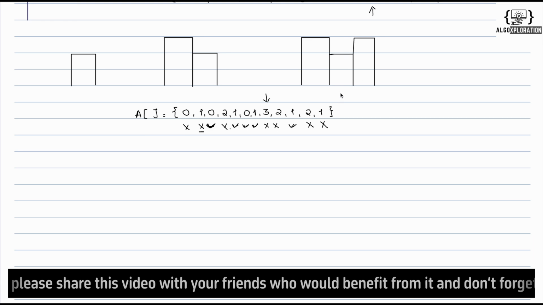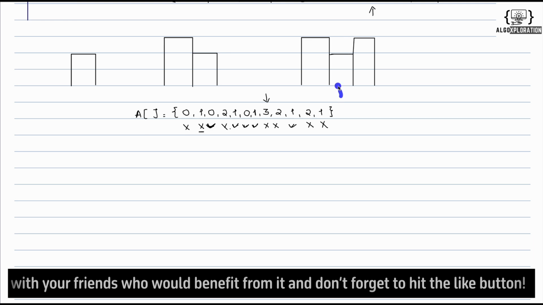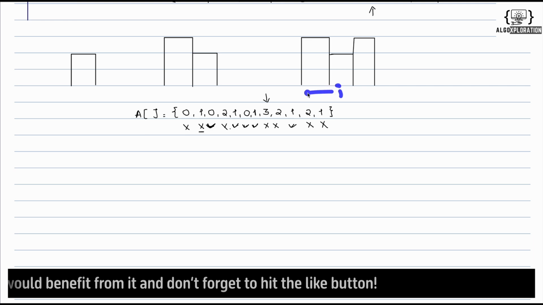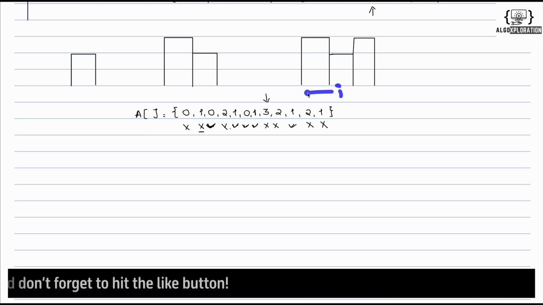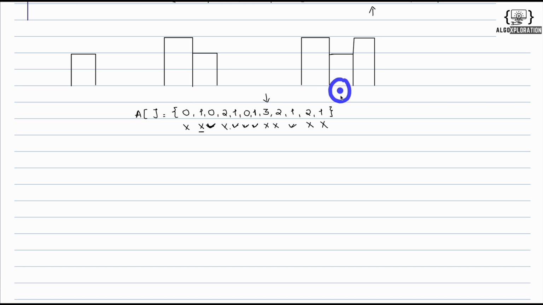Let's say we are standing on the ith building. We have to find out on its left side whether a building is present with height greater than the ith building or not. Similarly, we have to find out on its right whether a building is present with height greater than the ith building or not. If we find them, then we can simply say that this building can hold the water.